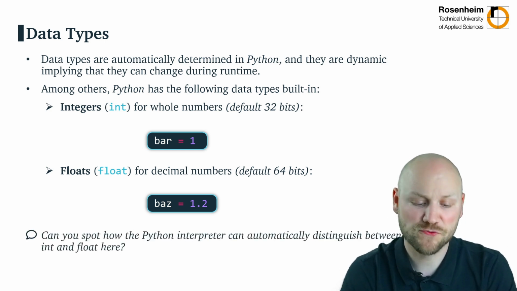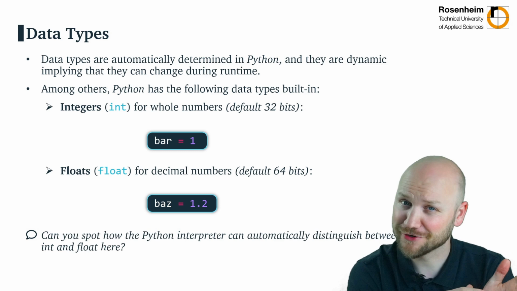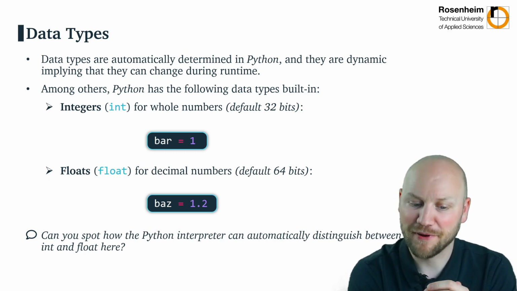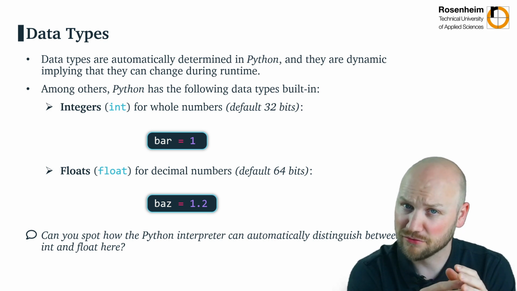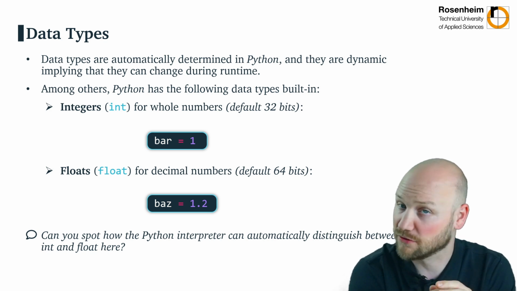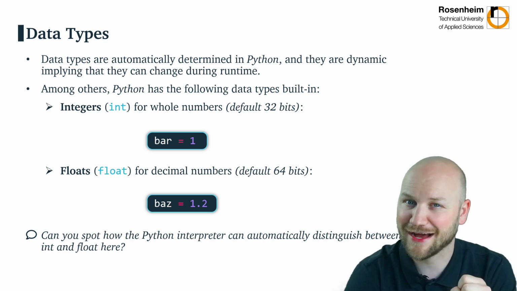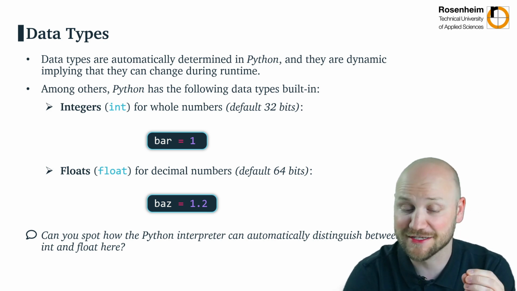So can you spot how the Python interpreter can automatically distinguish between an integer and a float here? And indeed, the Python interpreter just detects the decimal point, and when there's a decimal point, even though after the decimal point there's just a 0 or even nothing specified, it's a float. That's the only rule that counts. If there's a decimal point in the number, it's a float. If not, it is an integer.